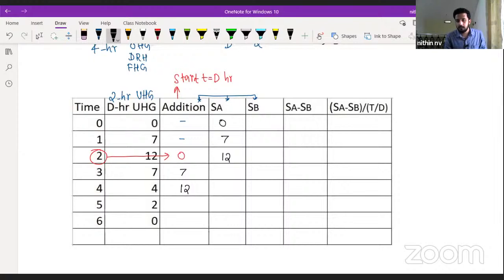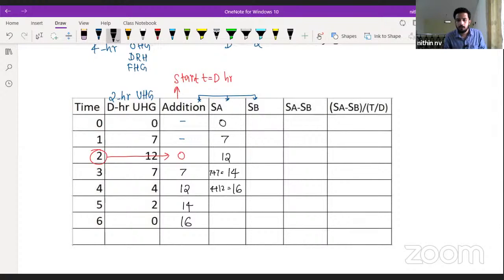7 plus 7 will be equal to, so if anyone is getting doubt, I can write 7 plus 7 is equal to 14, right? Then 4 plus 12 is equal to 16. So we got 2 extra elements in SA column. Now we know both columns should be same. So 2 more elements we are getting here. It will be a cyclic process.